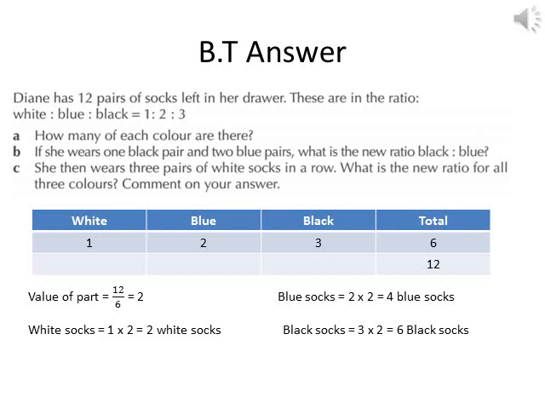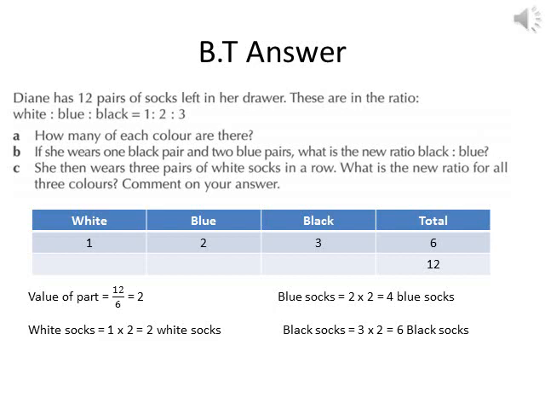So he said here in the question, Diane has 12 pairs of socks left in her drawer. These are in the ratio white to blue to black equals 1 to 2 to 3. So the first question here, he said how many of each color are there. So it's very easy to solve this question. You're just making the ratio form, white to blue to black to total. So the ratio was 1 to 2 to 3, so the total equals 6.